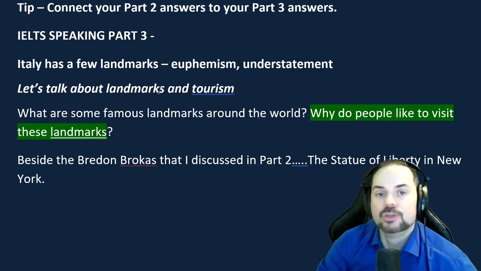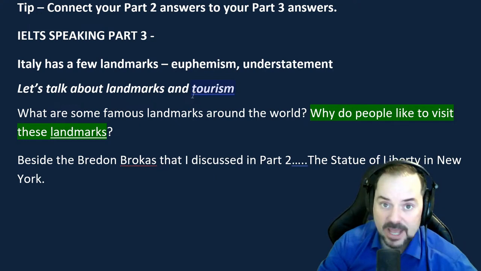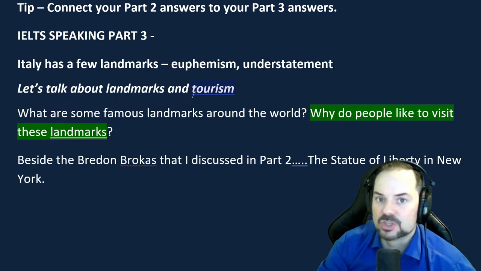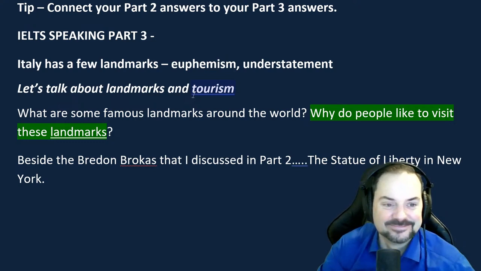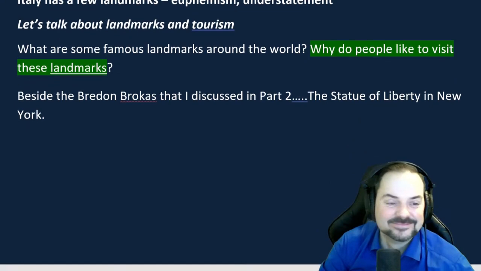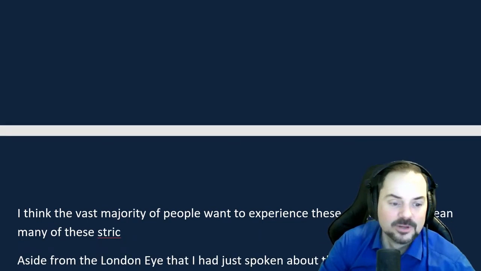So, Italy being the heart of the Roman Empire, it has extremely famous cities with the Vatican, St. Peter's Square, the Basilica. You have the Colosseum, the Pantheon, and the list just goes on and on, the Sistine Chapel. So it's arguably got the highest density of landmarks. I've been granted the opportunity to visit all these places in my life. So if you're Italian and you get the topic of talk about landmarks for part two and part three, then it's probably a good time to go, yes, thank you for that, examiner.